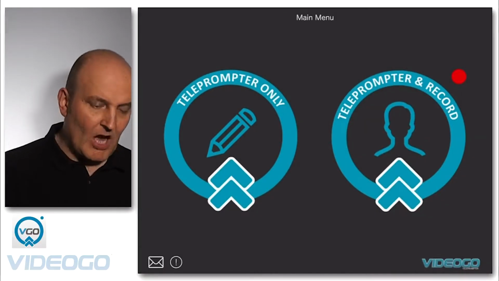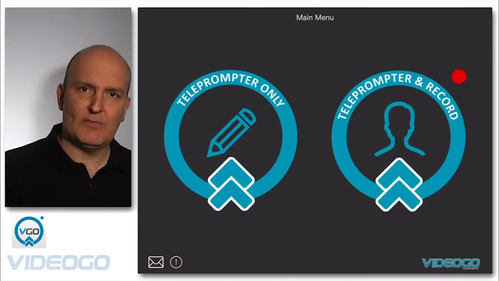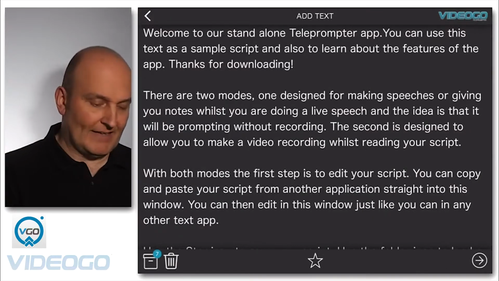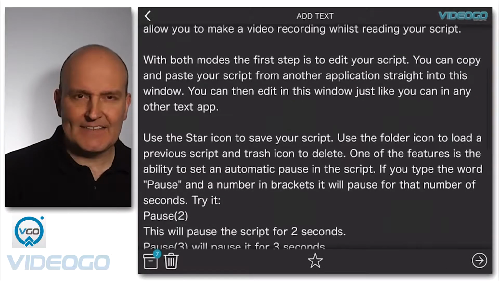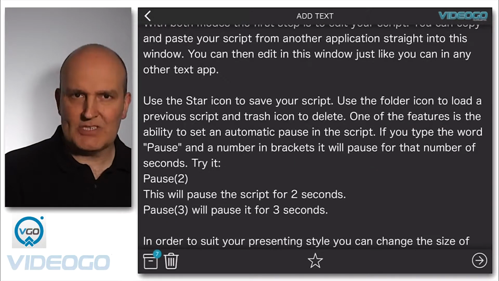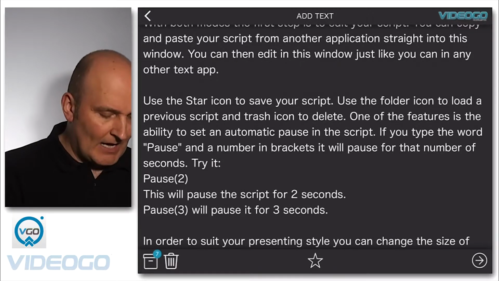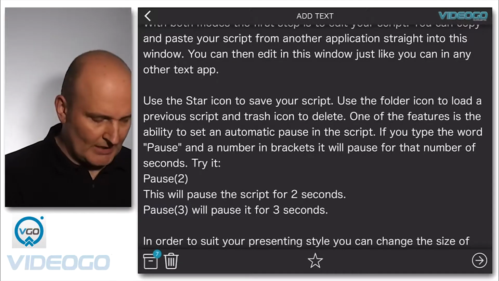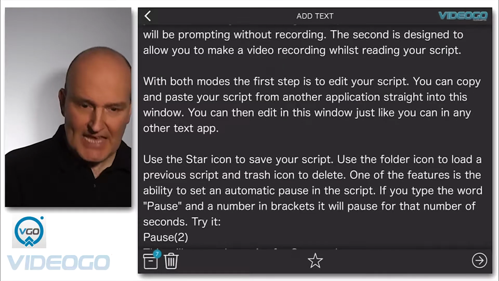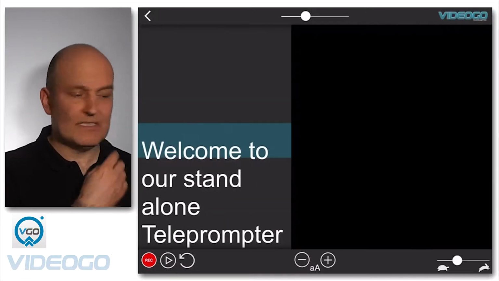So now I'm going to show you the output of the actual iPad. Now you can see the main menu where you've got the two modes. We're going to cover the teleprompter and record mode, the one on the right hand side. The first part of this is exactly the same as the previous teleprompter only mode, in that you can edit your text, change your text, save your text, and recall another script. If I call up one of these scripts, I can just do that. Everything else there is the same, but when you press the arrow icon in the bottom right, it then goes on to this mode.